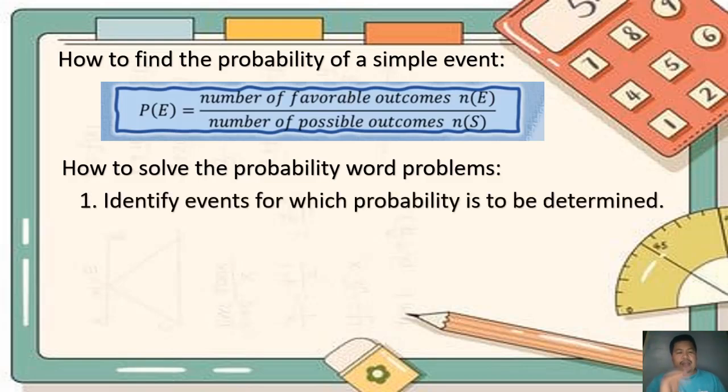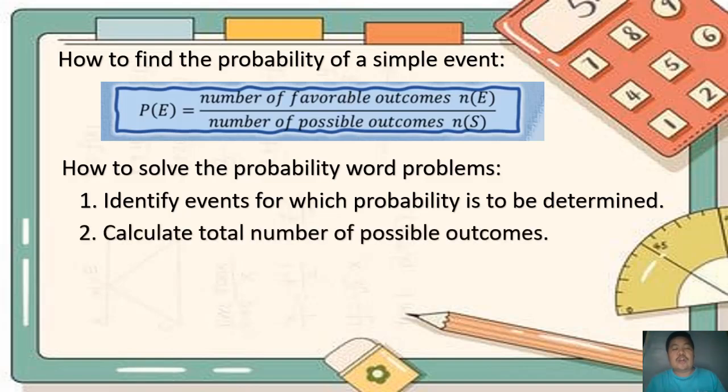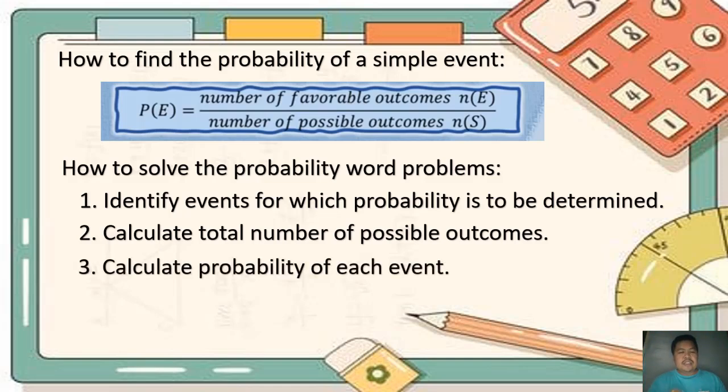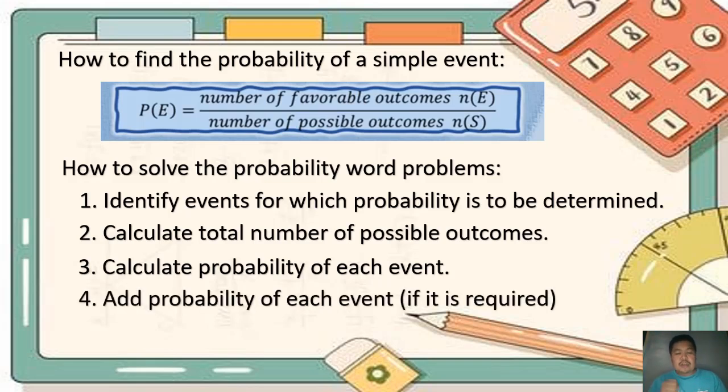First, let's identify the events for which probability is to be determined. So, identify, ibig sabihin, let's try to find out. And next thing is we need to calculate the total number of possible outcomes. So, all the possible outcomes. And third one, calculate the probability of each event. So for example, this is experiment 1 and experiment 2. And for the last one, add the probability of each event if it is required. So in some word problems, we don't need to add the probability. In some problems, we need to add the probabilities.